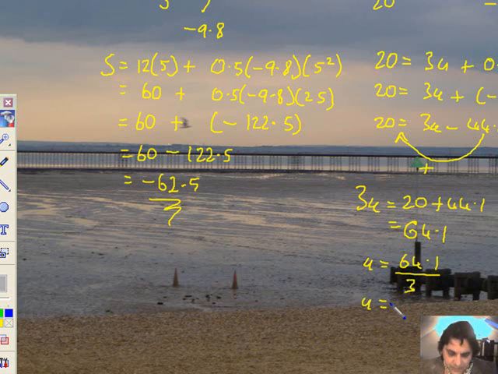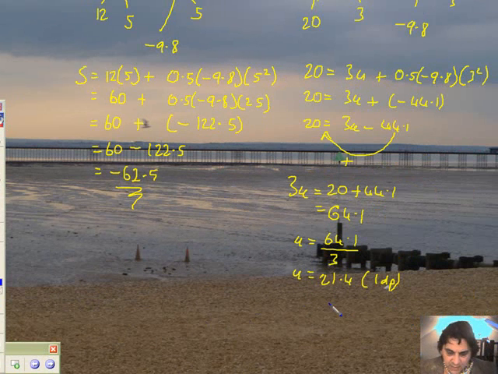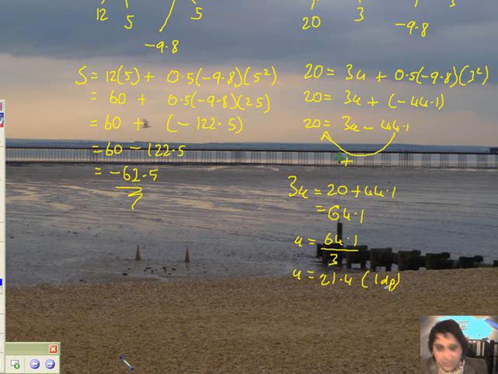Now we simply divide by 3 to get u by itself. So u equals 64.1 divided by 3. That gives me 21.4, and that is to 1 decimal place. I could have gone further, 21.3666. Alright, so 21.4 to 1 decimal place is alright, because I've got 1 decimal place in the question, so 1 dp is okay for that.